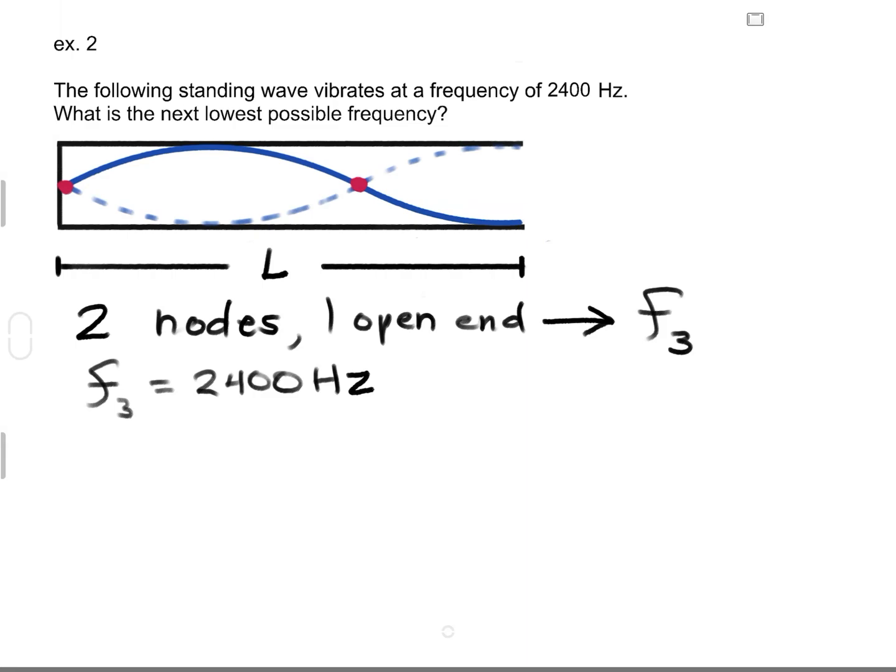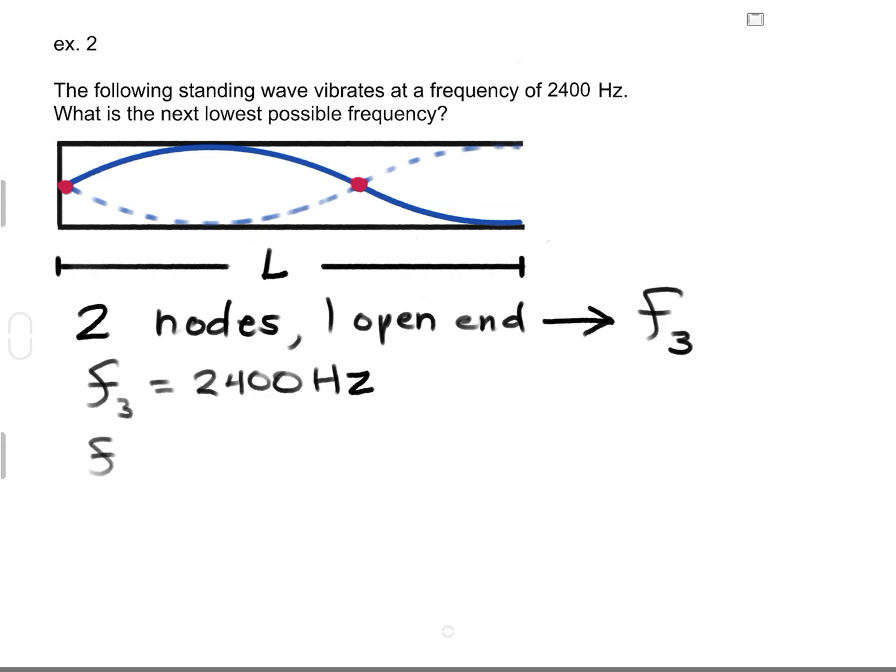The question is asking us to find what is the next lowest possible frequency. So since we have one open end, the next lowest possible frequency must be the fundamental frequency F1. If I was to ask you what's the next highest possible frequency, it would be F5. So we got to find the fundamental frequency.